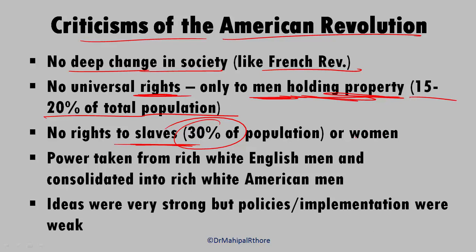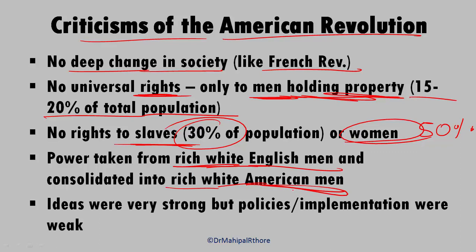Also, there was no right given to women. Women could not own property, they could not inherit property. So it is 50% of the population anyways that does not have any power, any right that you are talking about. So it is said that the American Revolution took power from rich white Englishmen who were sitting in London. They had the power to frame the laws. Now it was given to rich white American men who were sitting in the cities of New York, Philadelphia or Boston. Now they were framing the laws. They could tax the people. So nothing much changed for a vast majority of the society.